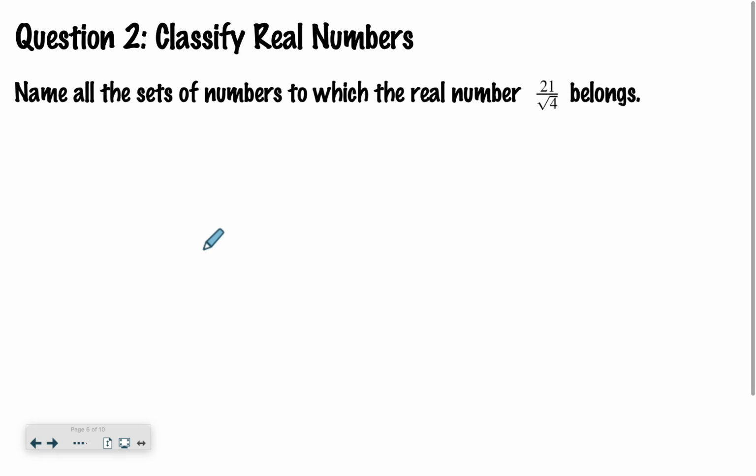All right, I want you to figure out, name all the sets of numbers to which the real number 21 over the square root of 4 belongs. Good luck.